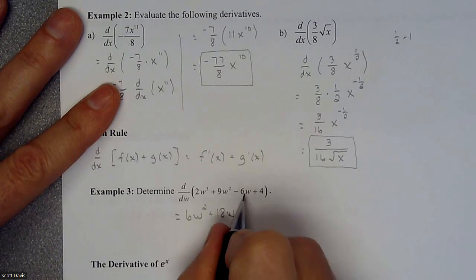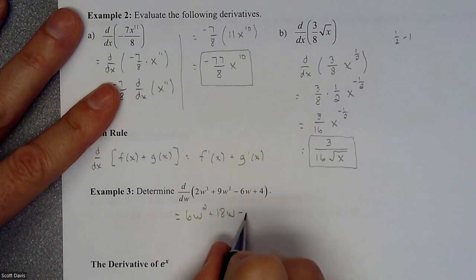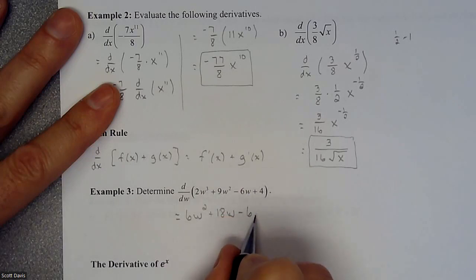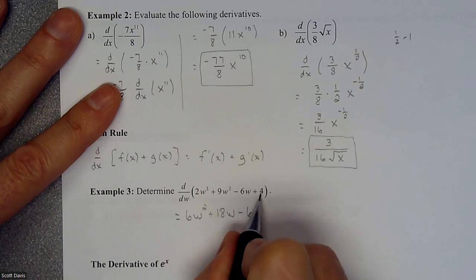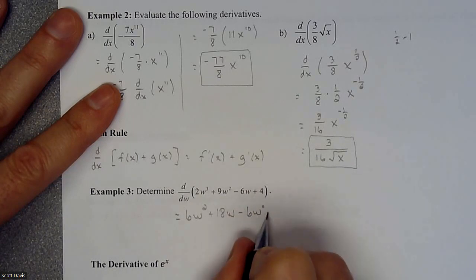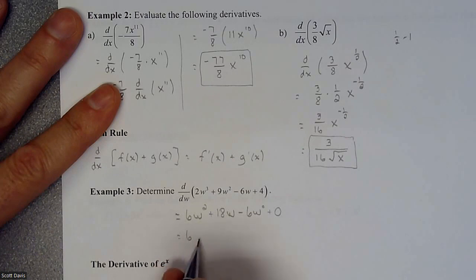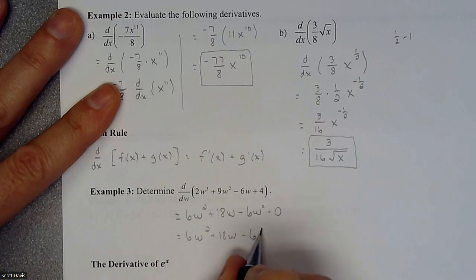And then minus 6. This is going to keep it as a 6, but this would become a w to the 0. And so I don't need to write that. It's not, again, not wrong. But then we're back at the end here. So let me just write it one time. And then the derivative of a constant would be 0. So if we clean that up, we're looking at 6w to the second plus 18w minus 6. And that would be our final answer on that.